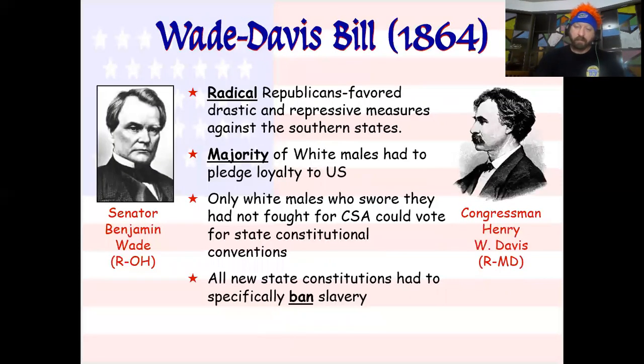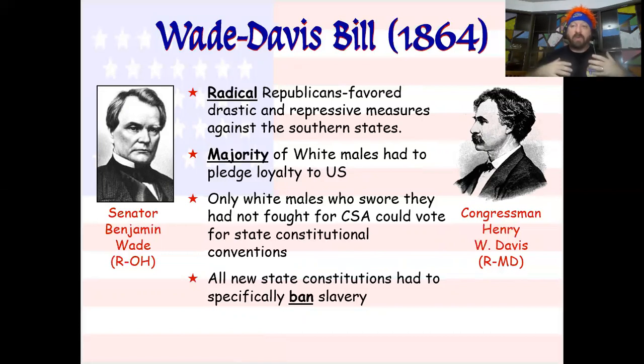But this becomes a key point when we take a look at the other plans that were out there, in particular the Wade-Davis Bill of 1864. This comes from a group called the Radical Republicans, and they favored drastic and repressive measures against the southern states. Instead of being at that 10% level like Lincoln, they believed the majority of white males had to pledge loyalty to the United States. You think about it, guys: getting say 51% versus 10% is a huge difference, and it's going to take a lot longer to get that settled.